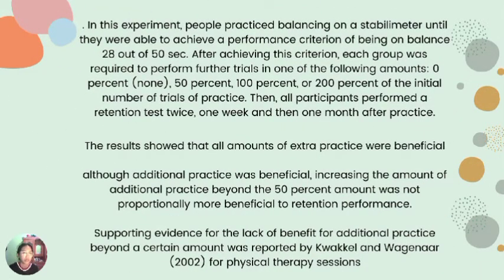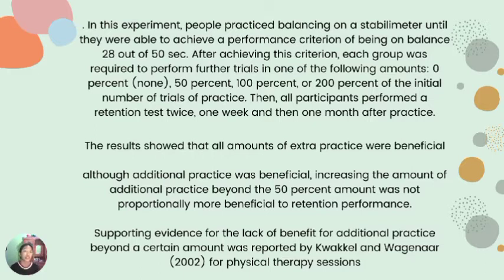In this experiment, people practiced balancing on a stabilometer until they were able to achieve a performance criterion of being balanced 28 out of 50 seconds. After achieving this criterion, each group was required to perform further trials in one of the following amounts: 0%, 50%, 100%, or 200% of the initial number of trials of practice. Then all the participants performed a retention test twice, once a week and then 1 month after practice.